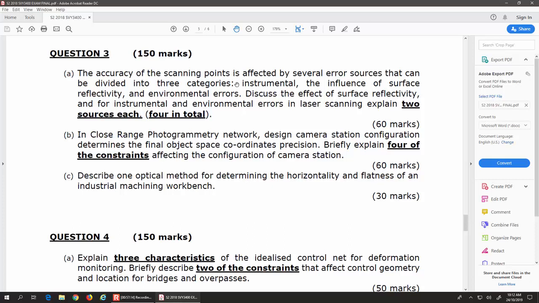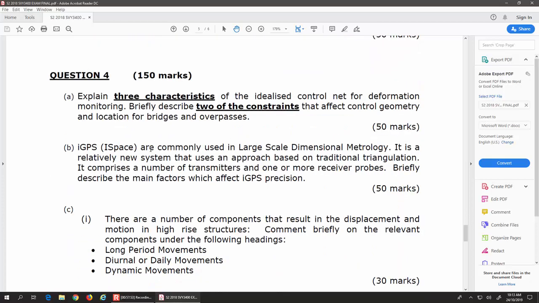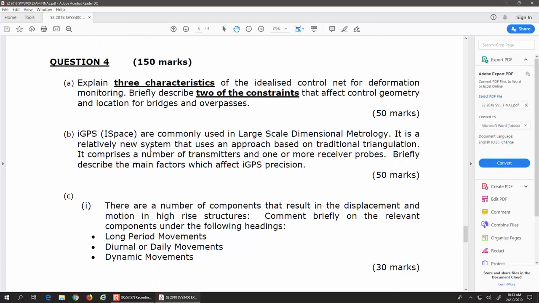This is again a type of question I can have from the metrology. I ask you to determine the horizontality and flatness of the industrial machine workbench. What are the optical methods? Do you remember we had optical methods, and we have 2 types of method. Even in your assignment, I kind of helped you by determining which type of method I wanted you to use. So you have to think what instrument you're using for that, and how you're going to do it.